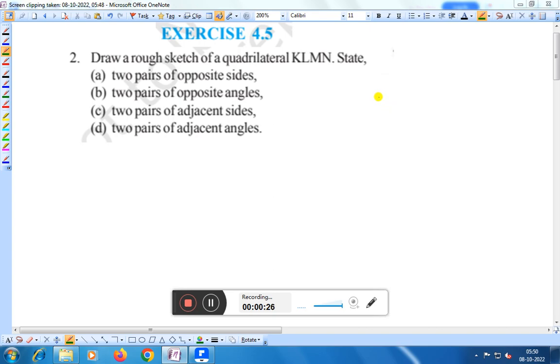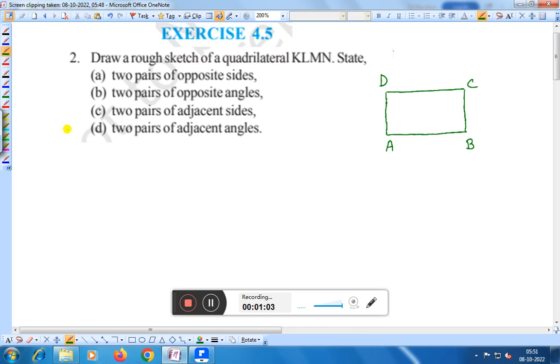Right. Here a quadrilateral has four sides. We know that. Here we are drawing a quadrilateral. Named that ABCD. A, this is B, this is C, and this is D. Right? Now, question number A.